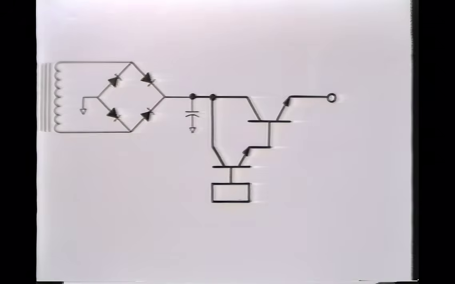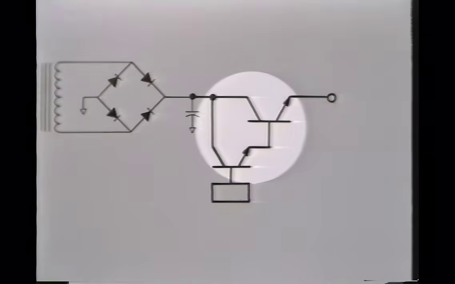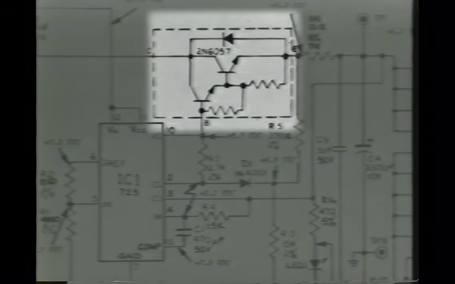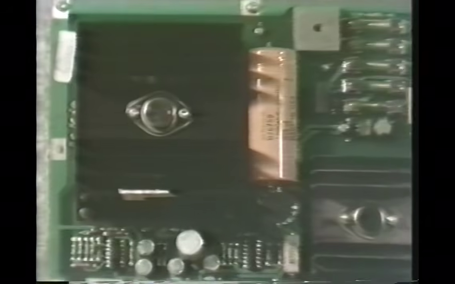Does this transistor circuit look familiar to you? It's a Darlington circuit, isn't it? And here on the Williams schematic, for the power supply itself, we can actually see that they've used a Darlington transistor as the series pass regulator. And here's the transistor itself, mounted on the heatsink of the power supply board.